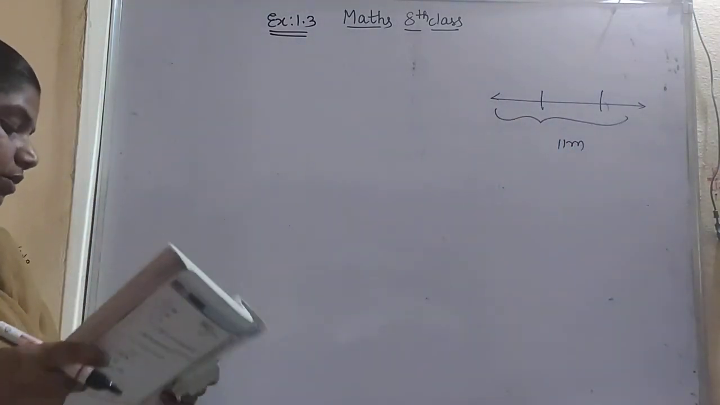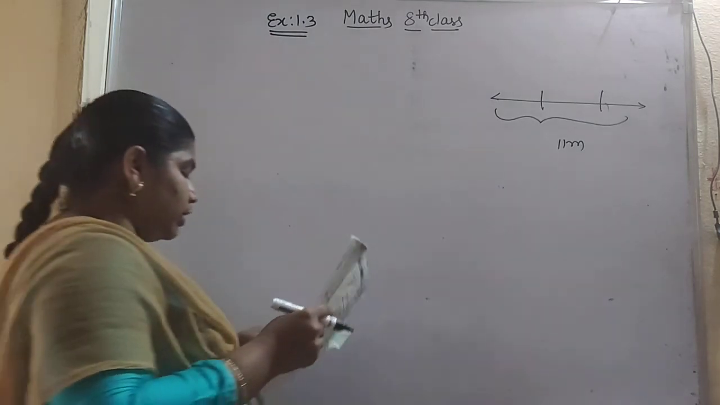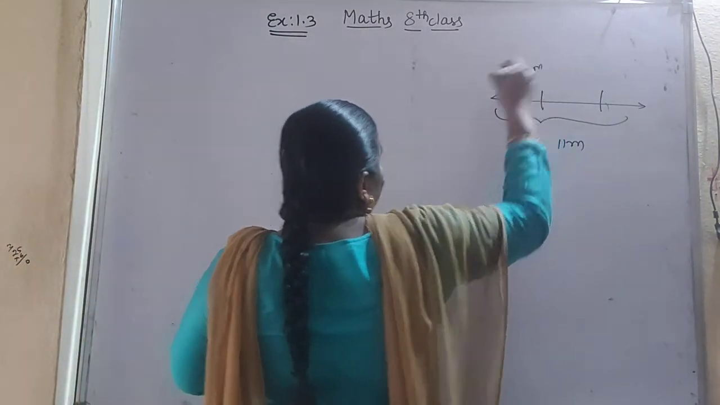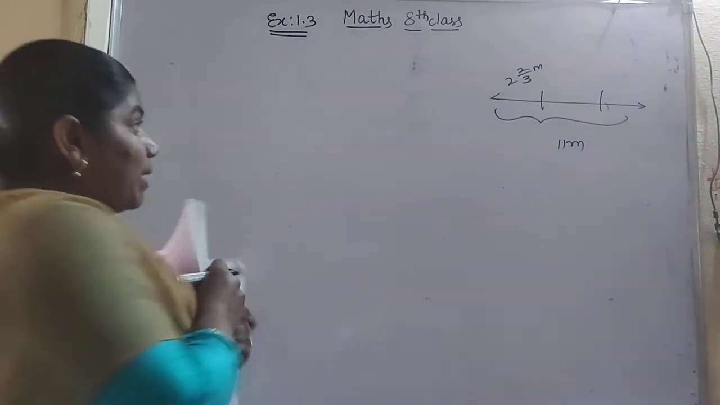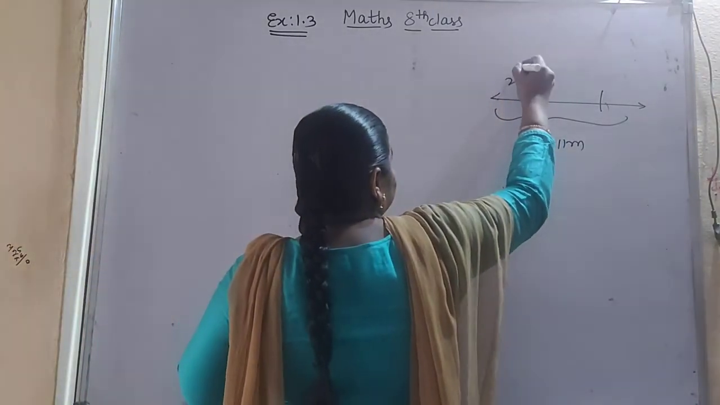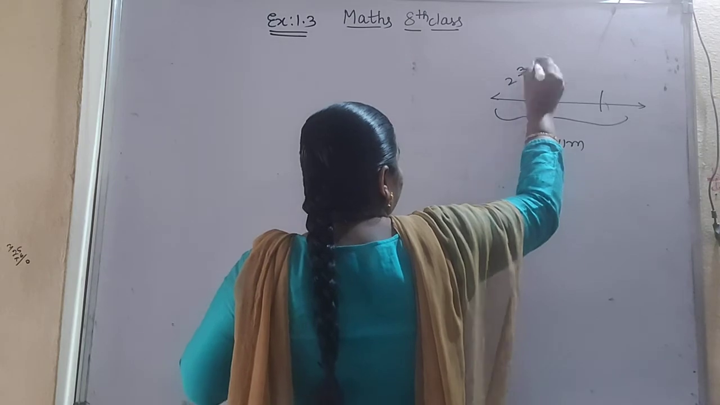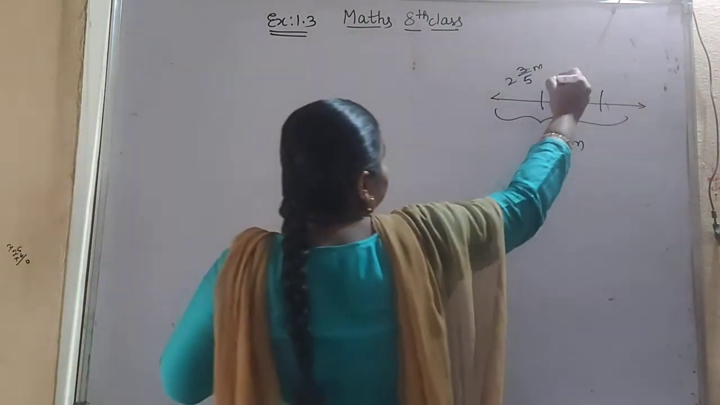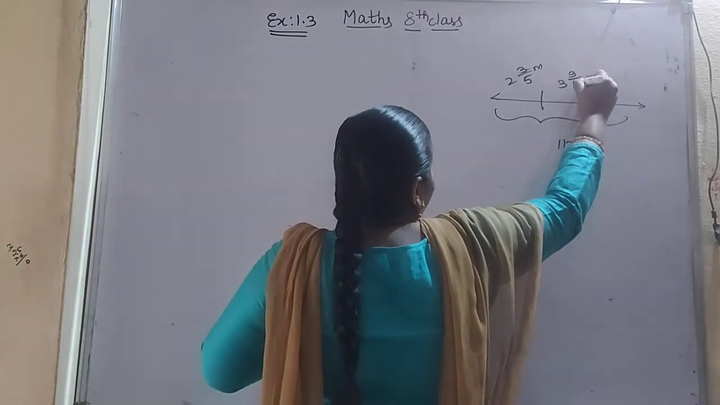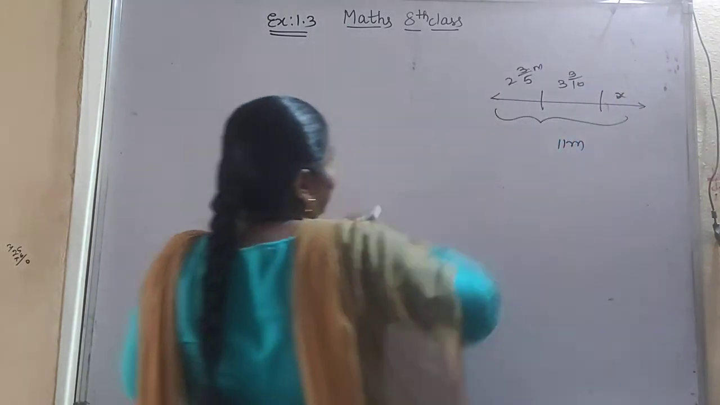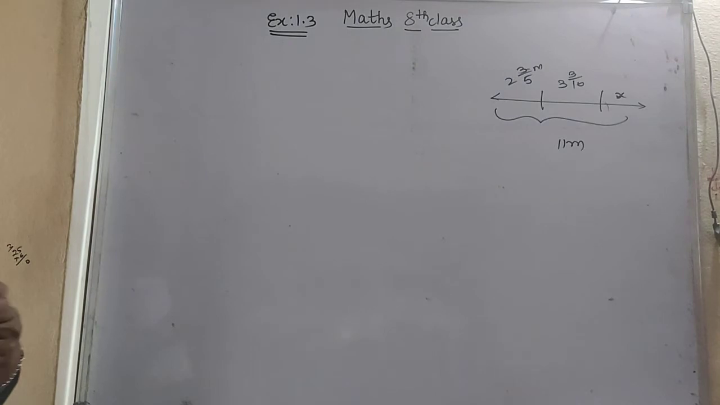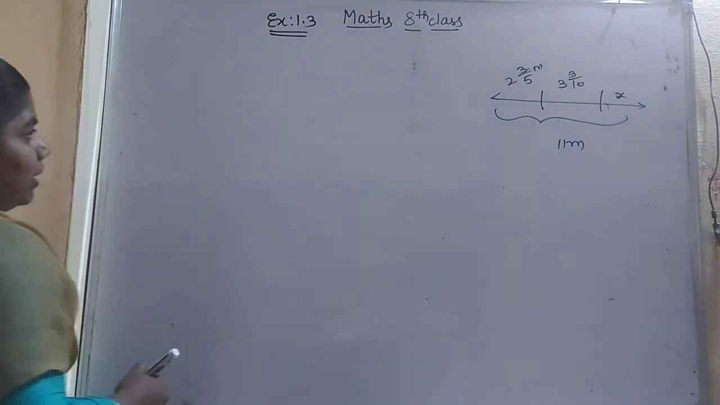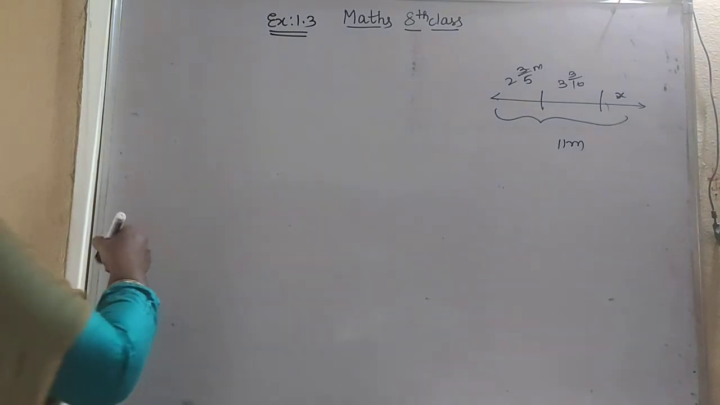Okay, so here the first piece length is 2 3/5 meters, and the length of the second piece is 3 3/10 meters. We have to find the third piece length. So what do we have to find? We have to find the length of the third piece. So your total length of the rope is how much?